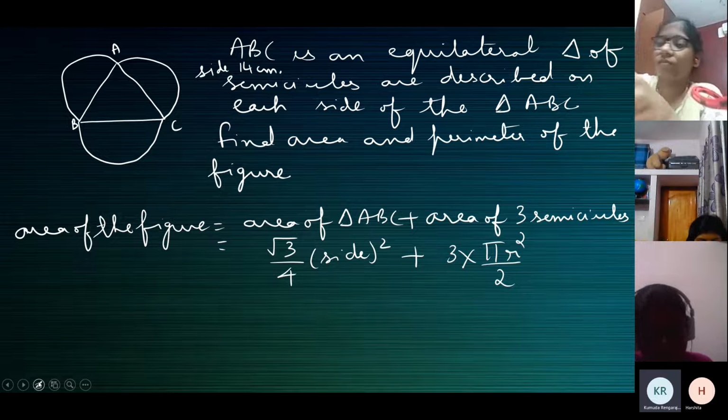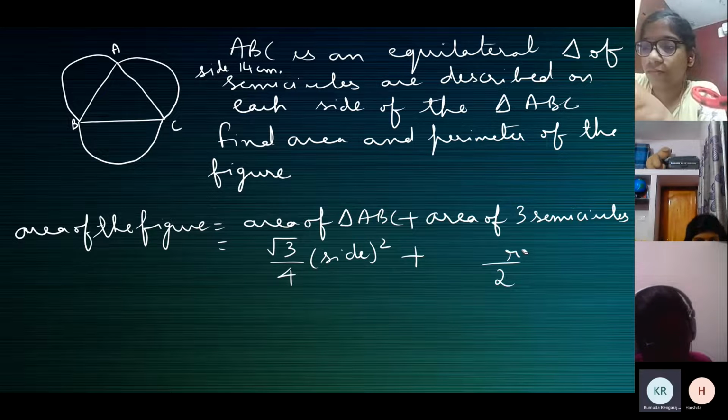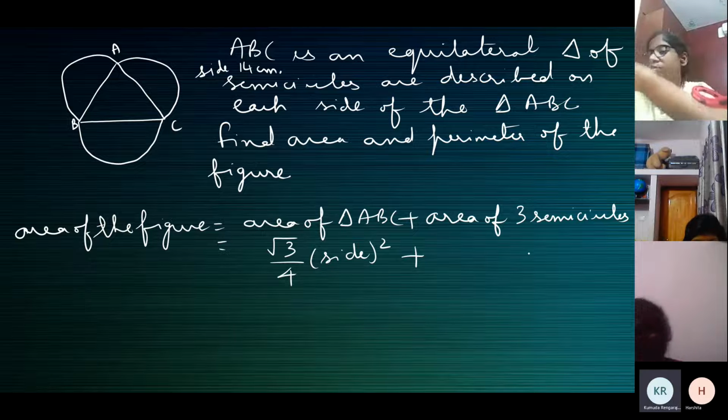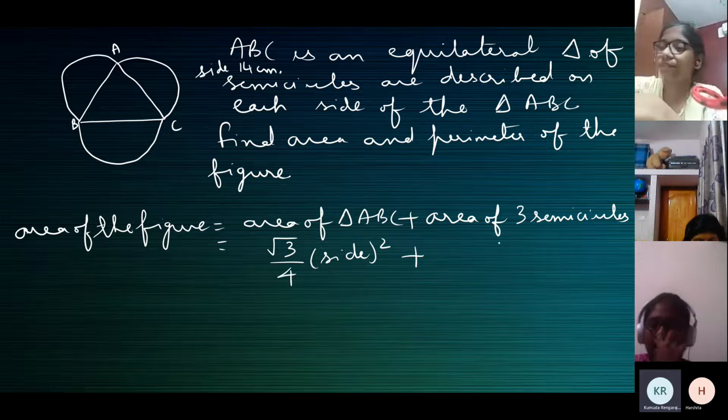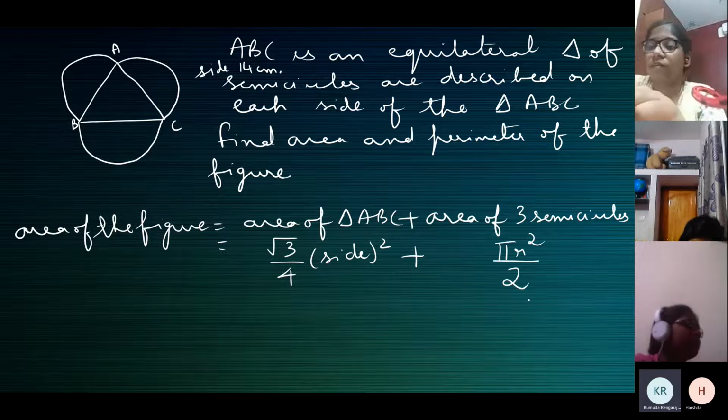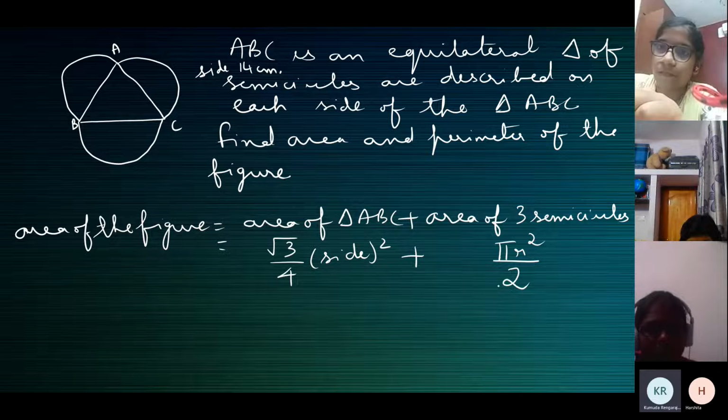See, children, I'll write it again. See here. Semicircle. The area of one full circle is pi r square. The area of a semicircle is pi r square by 2. How many such semicircles are there? 3. This is the area of one semicircle, pi r square by 2.